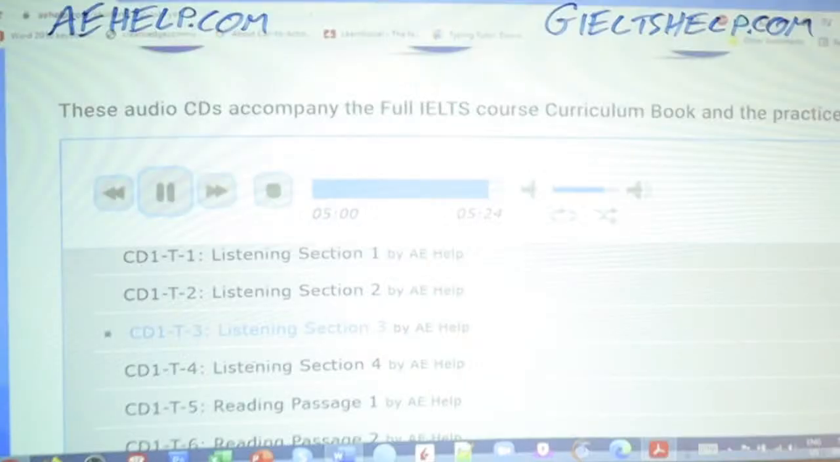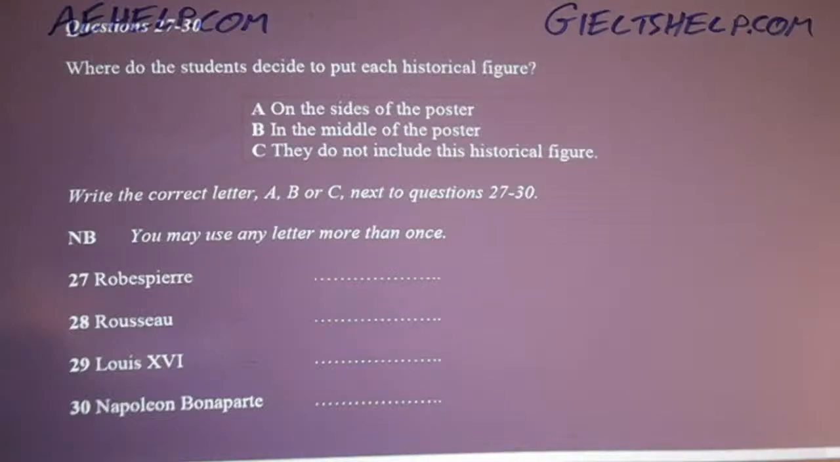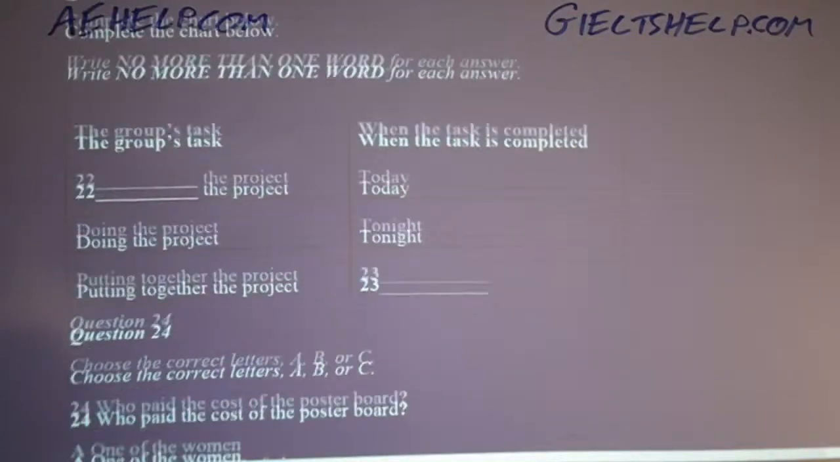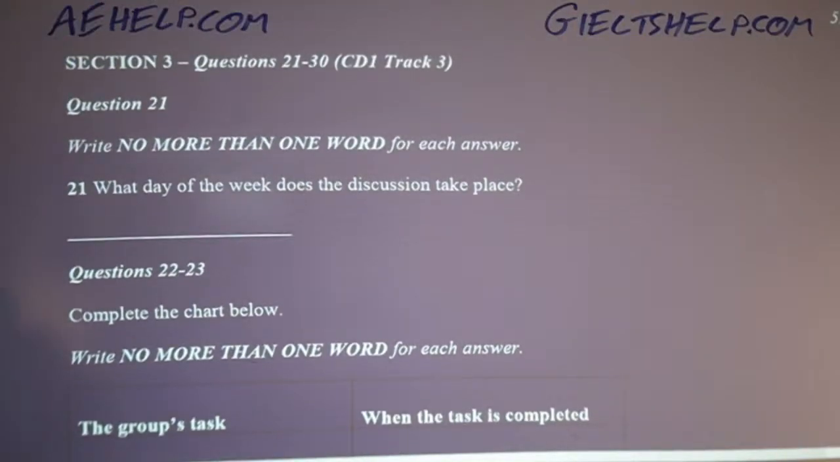I'm just going to stop the audio here, and then we'll go through the answers together, starting with the first one, which was a little bit tricky.